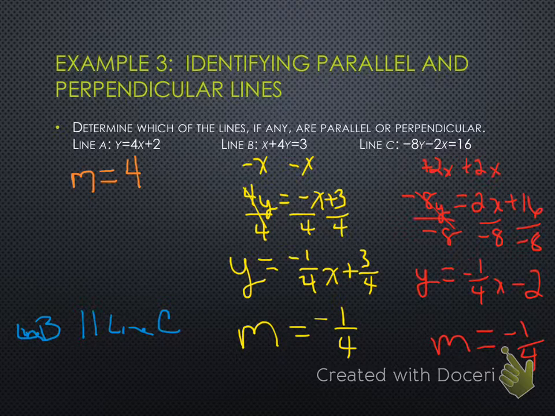How about, remember, perpendicular lines have negative reciprocal slopes. So 4 and negative 1/4. So A is perpendicular to B. Not only is A perpendicular to B, m is also negative 1/4 for line C, so A is also perpendicular to C. So we've got B parallel to C, A perpendicular to B, and A also perpendicular to C because we're looking at those slopes.